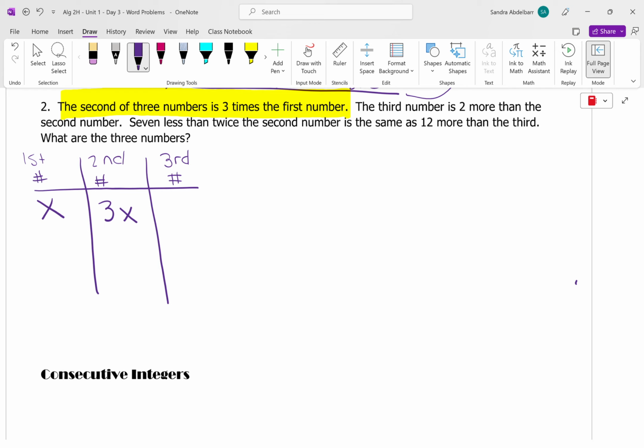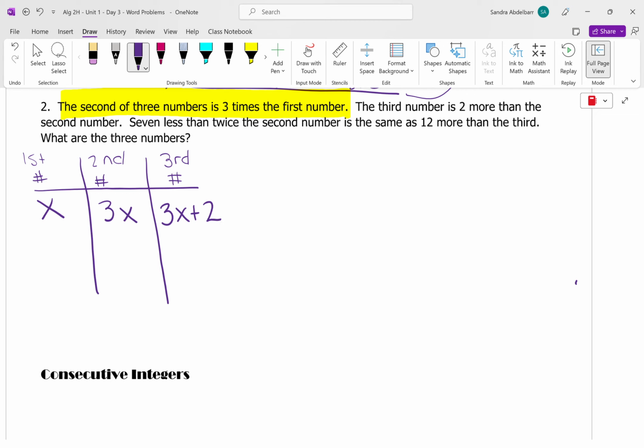The third number is 2 more than the second number. So the third number is not going to be x plus 2. It's 2 more than the second number. Well, the second number is 3x. How am I going to represent 2 more than 3x? Tori. 3x plus 2. You got it. 3x plus 2.